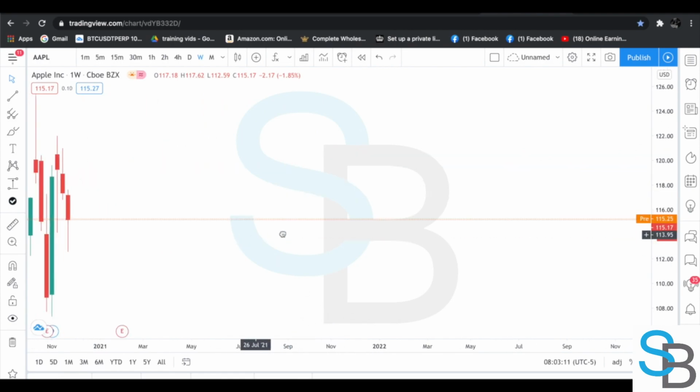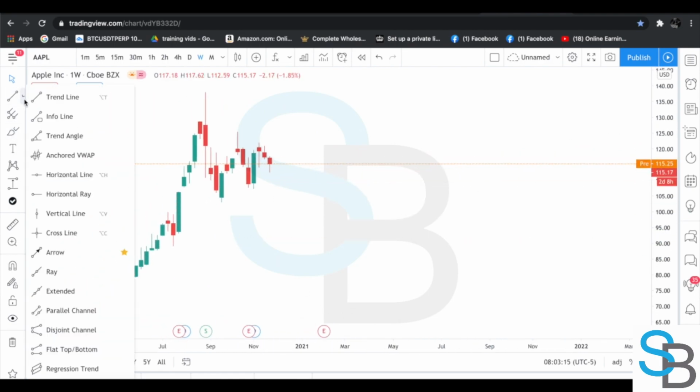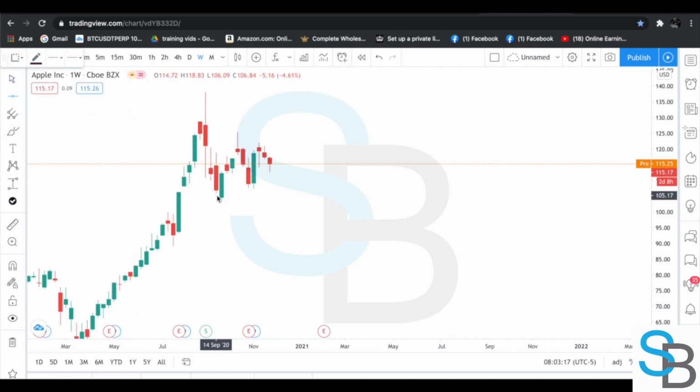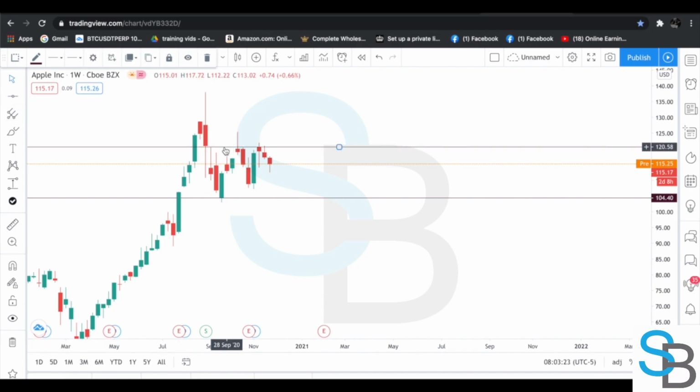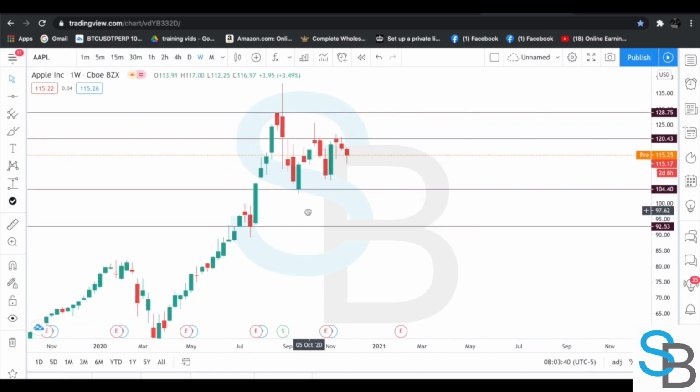We got one support over here. Let's mark it. This is our support level. We have one resistance level over here. We have another resistance level over here. And we have one support level over here. Yes. Now the support and resistance levels are marked.